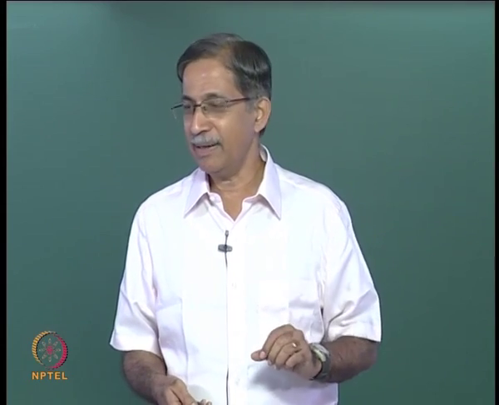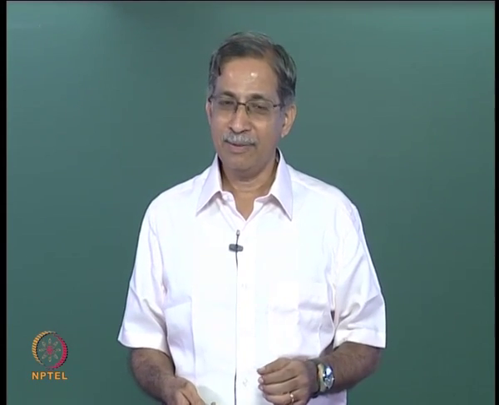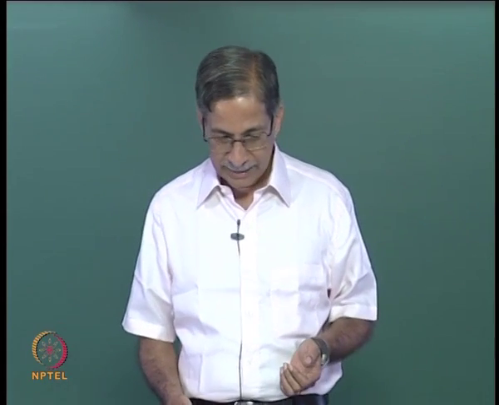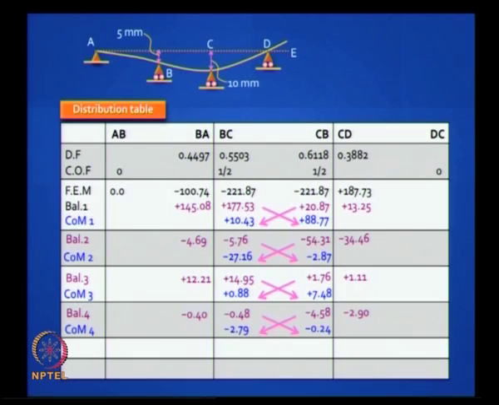We say that stop when you can tolerate the unbalanced moment as an error, and that is left to you. It is very good if you say it is less than 1% of the maximum moment, some people say 5%. So you can keep on doing this, and we have done 4 cycles here, and you should end with a balancing, because if you leave an unbalanced moment then you will not satisfy equilibrium.